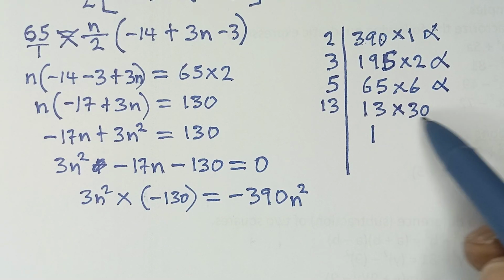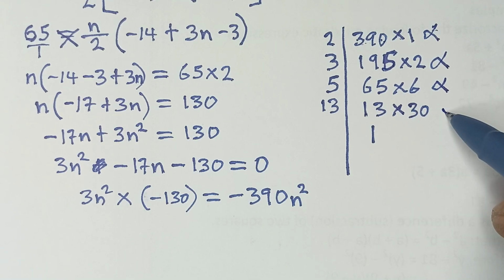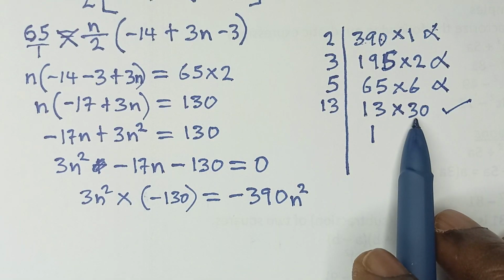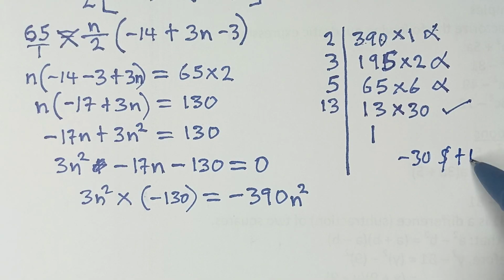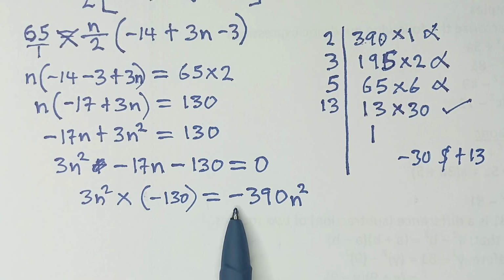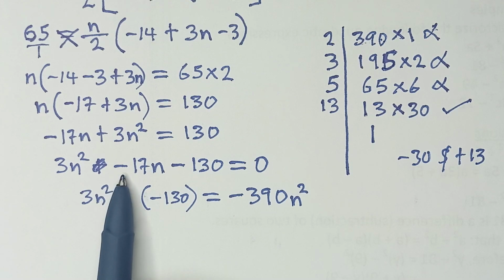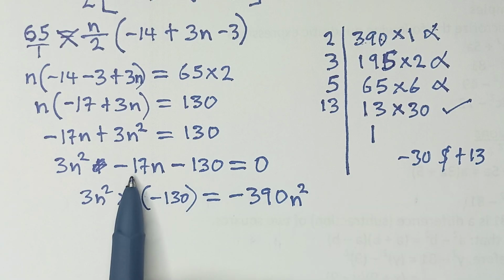But 13 added to 30, we can assign the signs to them, and we have our 17 that we're looking for. So we're looking for negative 17. So which of them will take the negative sign? It has to be the higher number so that this remains negative 17. So it has to be negative 30 and positive 13. So these are the two numbers such that when we multiply them, it's going to give us negative 390, and when we add them, it's going to give us negative 17, because negative 30 added to positive 13 will give us negative 17.